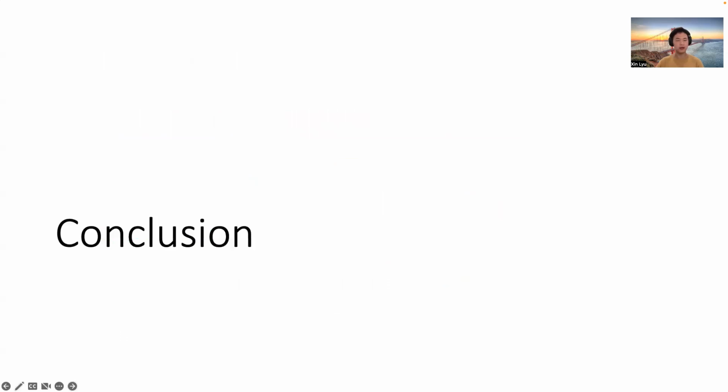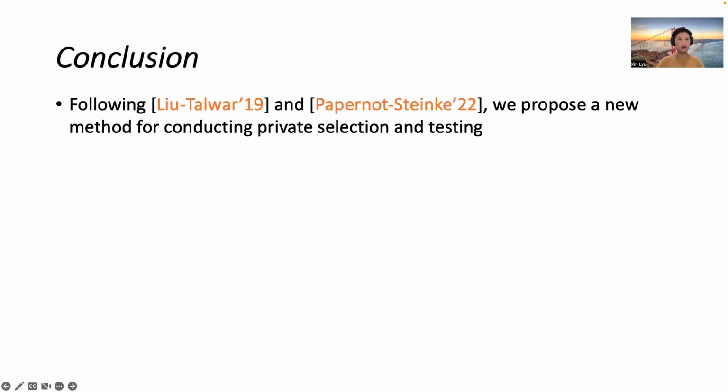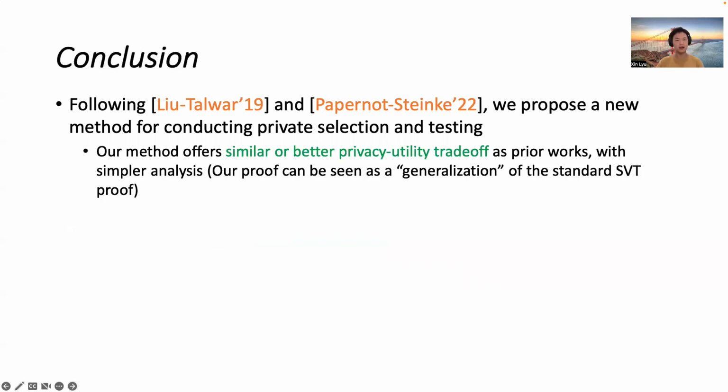Let me wrap up. In this work, following two beautiful prior works, we propose yet a new method for conducting private selection and testing. Our method offers similar or sometimes better privacy utility trade-off as prior works, but our analysis is significantly simpler. And in some sense, our paper generalized sparse vector and exponential mechanism, not only the application and algorithm, but also the proof.